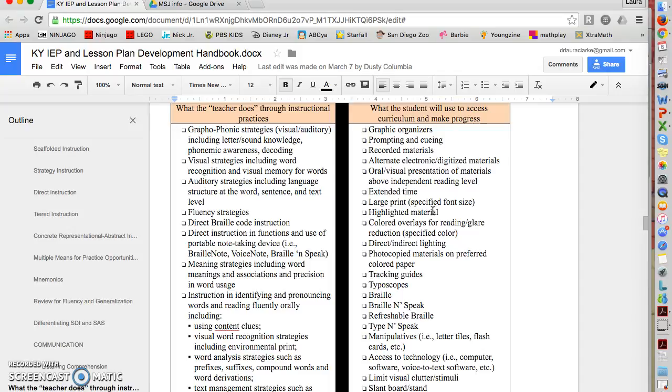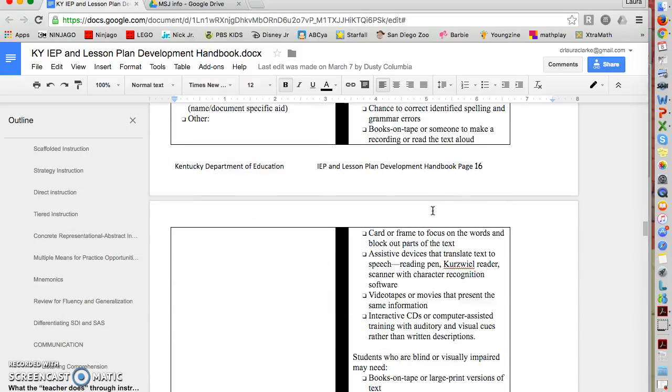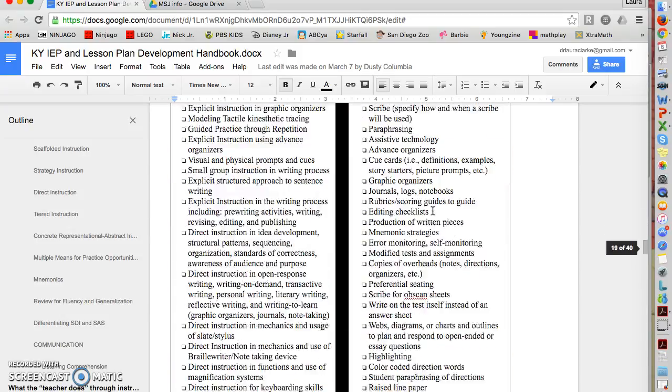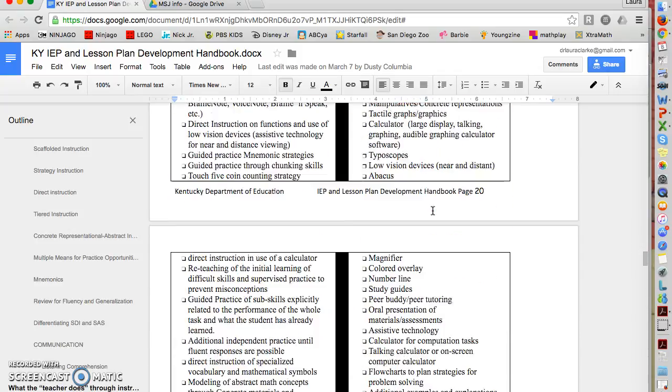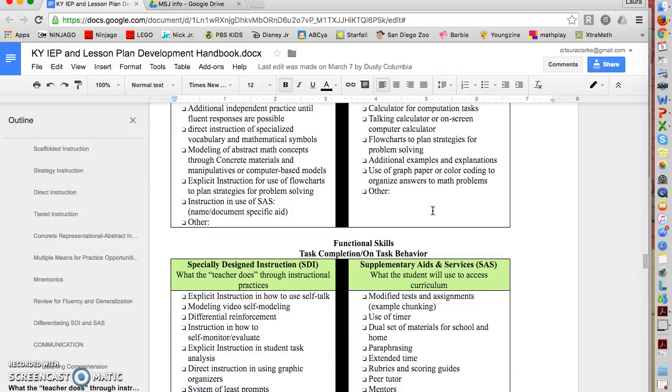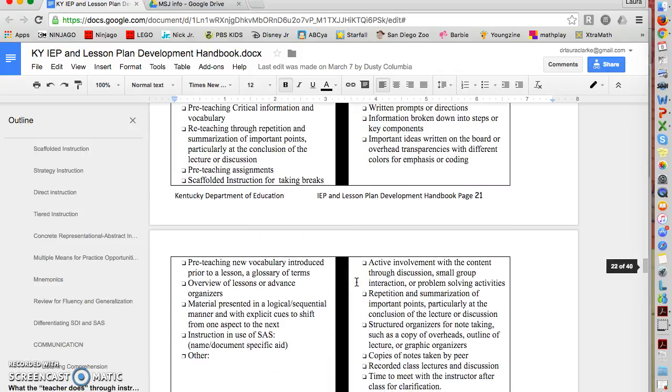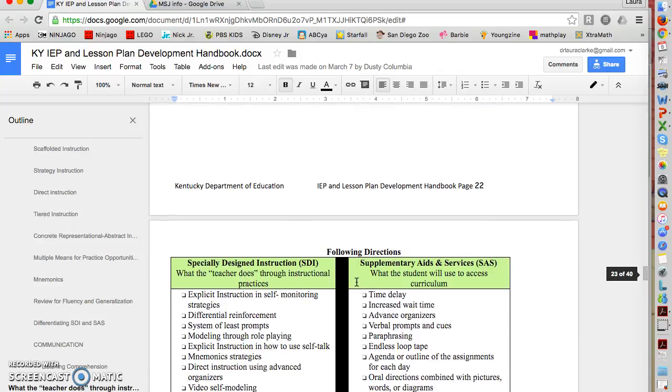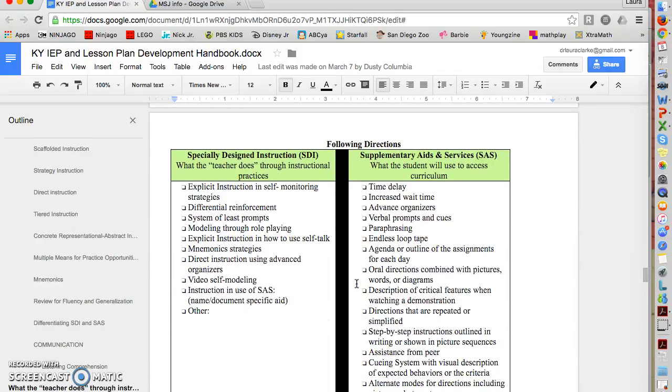So it's just a handy resource to keep on file, and I hope that you will find some good resources based on the students that you have. After the academic skills, it also goes into some skills for students that have functional needs and adaptive needs, including on-task behavior, including following directions. So a lot of times, people get stuck, and it's got some great ideas for you to use.